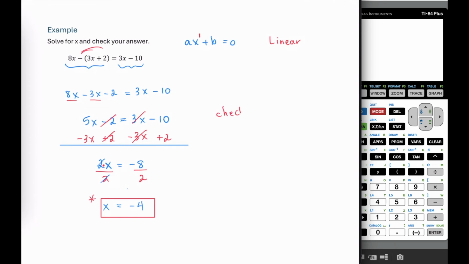The last thing to be done is to check the answer, and we can do that by taking the solution and plugging it back into the original equation to see if it makes a true statement. That can be done by hand, but in this video, let's demonstrate how we can do that on the calculator.